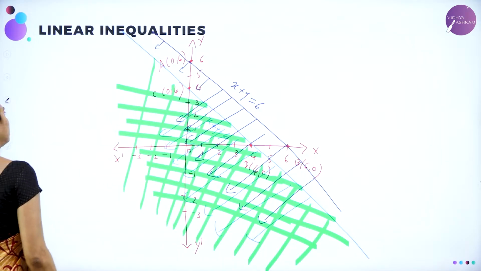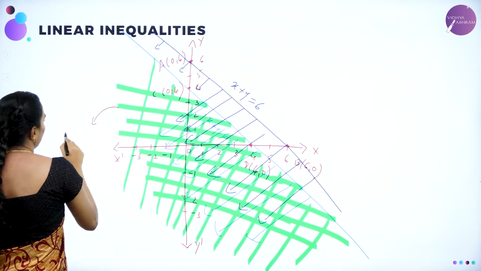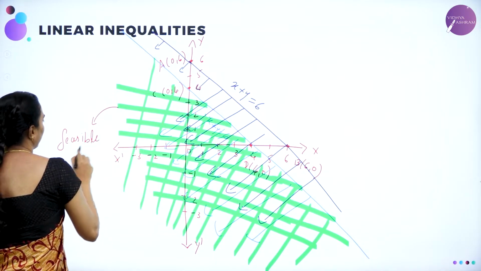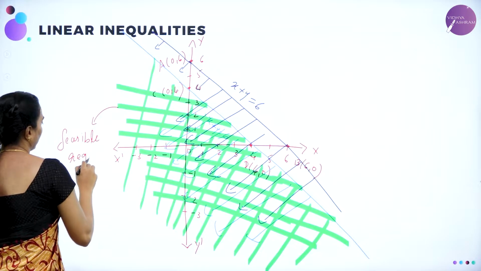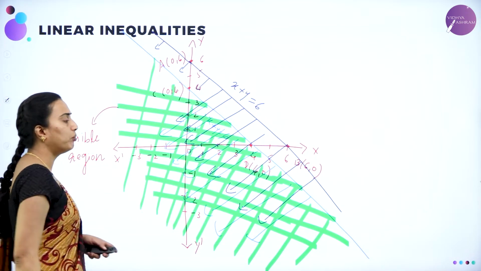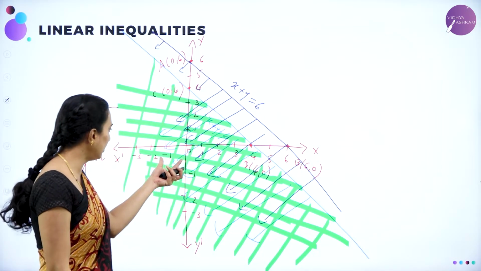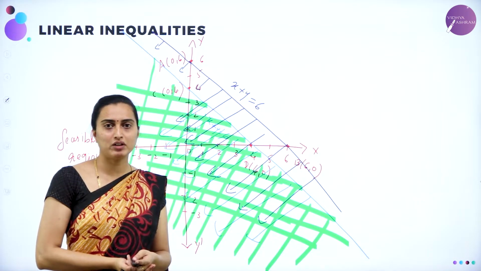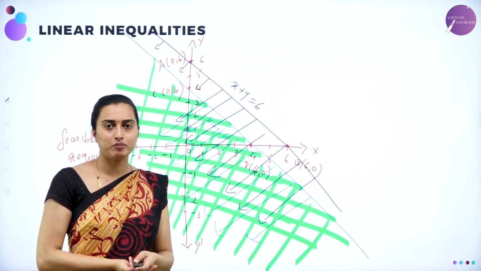I hope you got this diagram. Now this is going to be known as the feasible region, where both the regions are getting merged. Here, there I have marked the point. I hope you got this one. We'll move on to the next problem, dears.